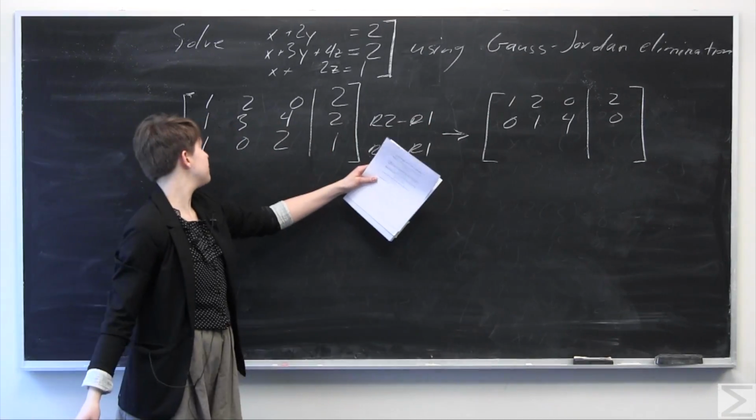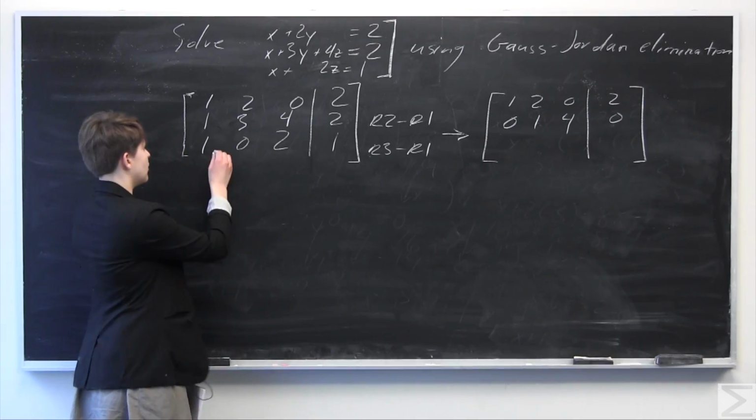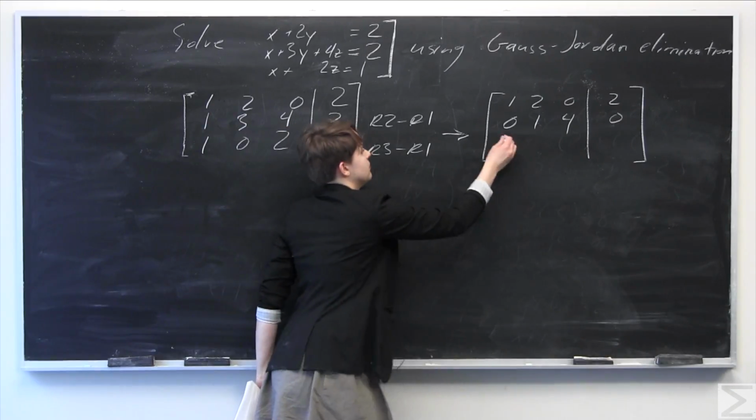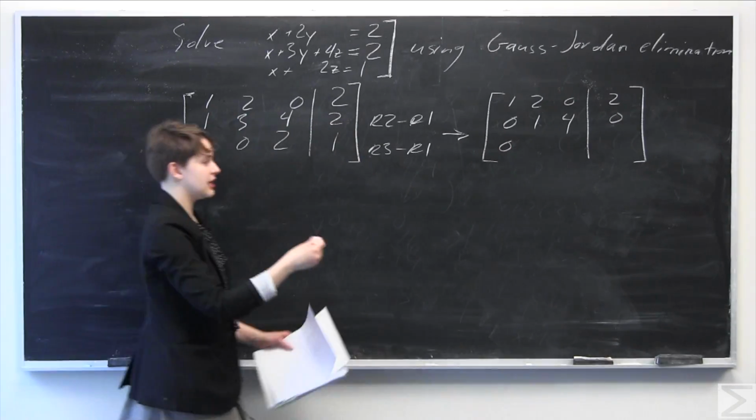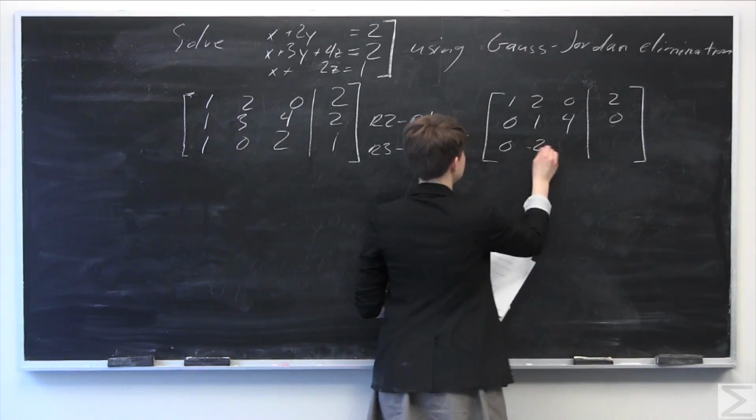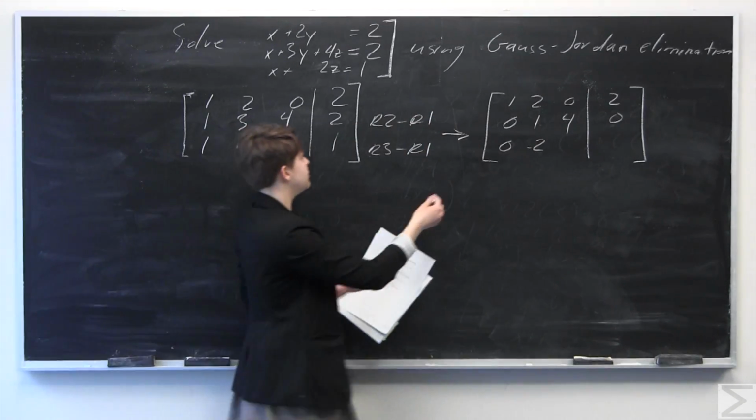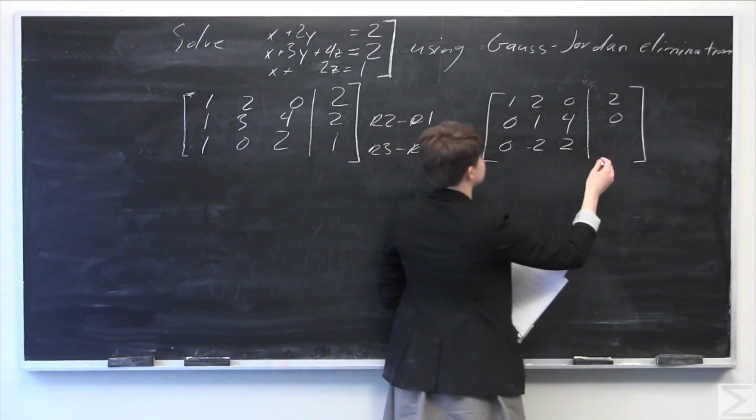And we're going to do the same thing with the third row. So row 3 minus row 1. So 1 minus 1, 0. 0 minus 2, negative 2. 2 minus 0 is 2. And 1 minus 2 is going to be negative 1.